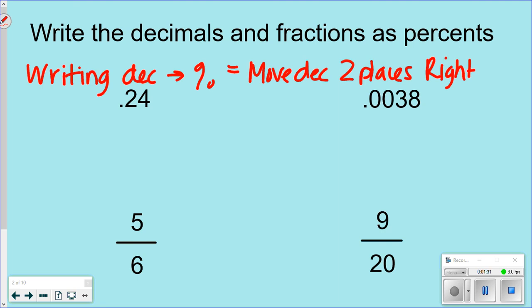So if you're going to make a decimal a percent, the rule is you're going to move the decimal 2 places to the right. So for example, if you have this one up here, 0.24, you're going to take this and move it 2 places this way, 1, 2. So 0.24 will be 24%.